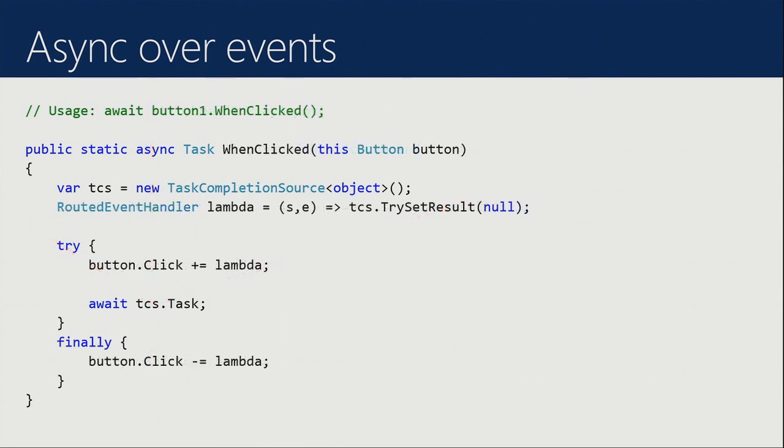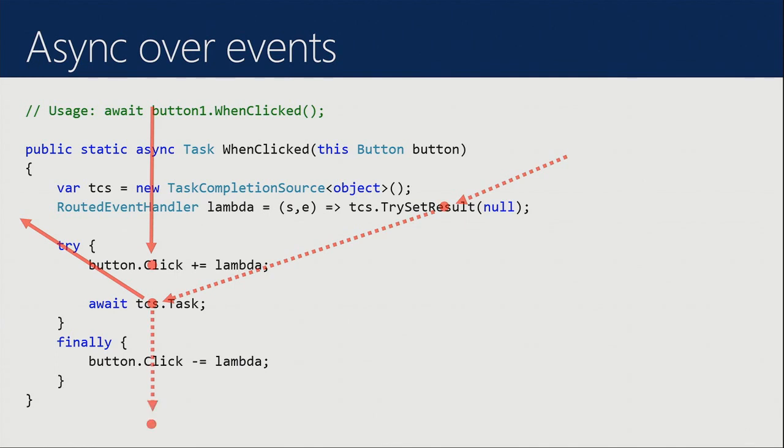Here's the WhenClicked method. It looks exactly the same. You can see, same deal, just even a tiny bit simpler. You call it WhenClicked, so you wait for the click. You sign up an event handler for when it clicks to complete a task that you await, unsubscribe, return. Boom. You go out, it completes, and you're done.